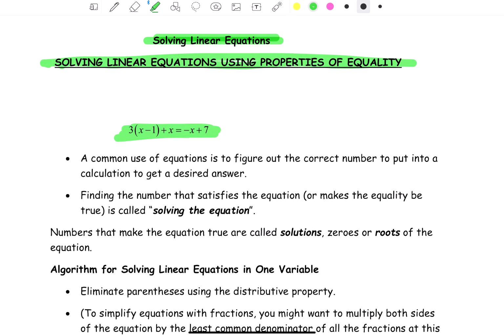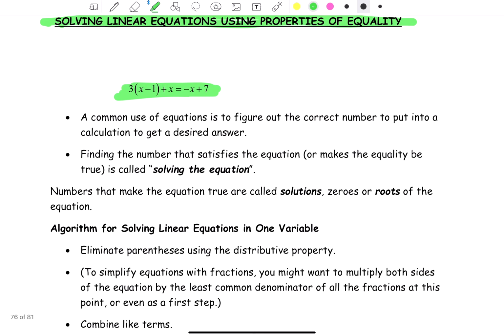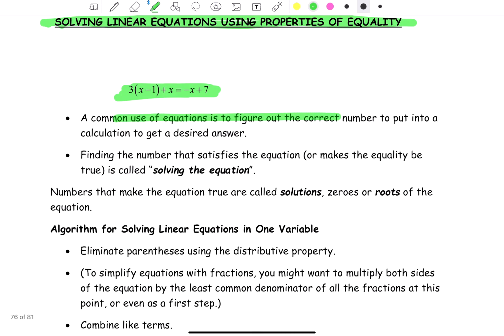Solving linear equations in one variable. We can solve linear equations in one variable using properties of equality. Our goal is to figure out the variable value, what number can be plugged in for the variable to make both left and right hand side equal. Remember, an equation is balanced, so whatever we do to one side, we must do to the other side as well.